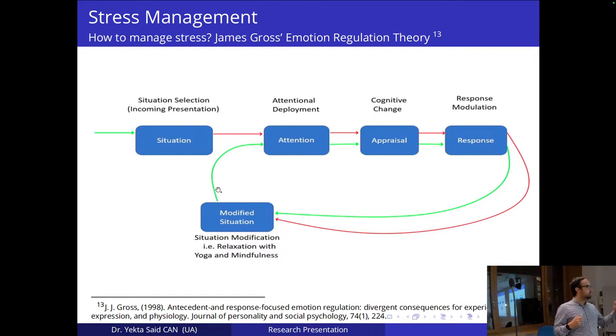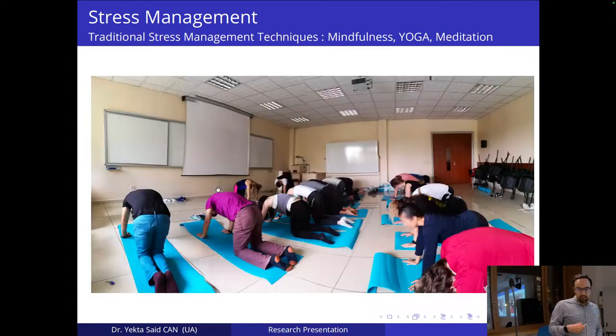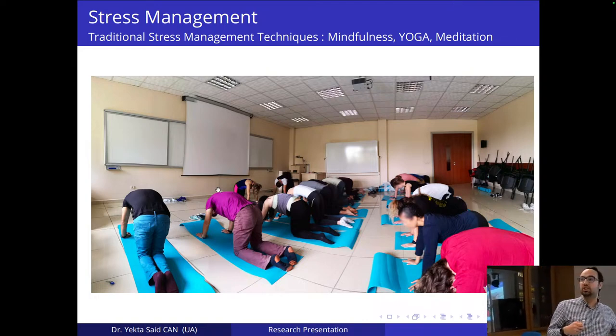But if we can modify this situation, for example by adding some relaxation method, and we can change the attention also, then we can change the cognition accordingly, and create a response accordingly. This is exactly what we did. We tested this theory in a real life event. There was an EU project training event, and in this event PhD students would present their midterm progress in front of the referees. And we added some stress management methods such as mindfulness, yoga and meditation during this stressful, 9-day event.